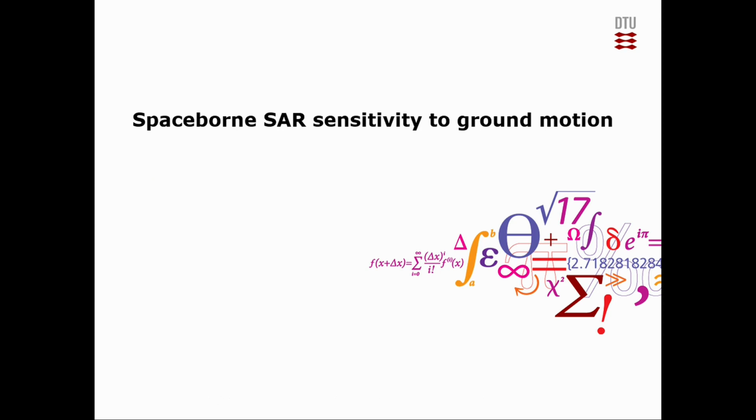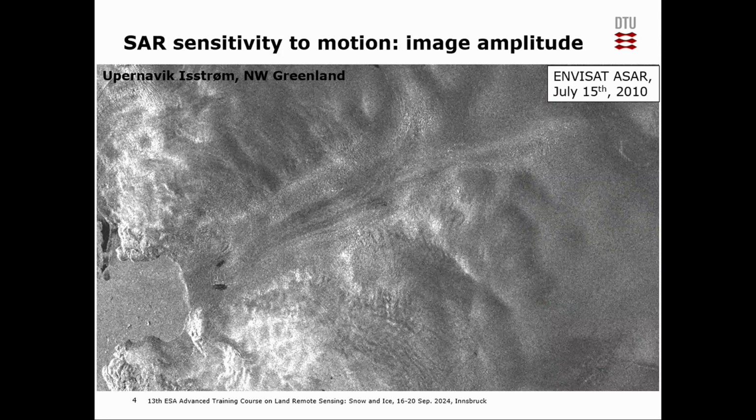Before we dive into these measurement techniques, I'm going to mention some general properties of spaceborne radar images which we can exploit for motion measurements, and we will exploit in these two techniques. One, of course, is the image amplitude. So if we look at this microwave picture of a system of glaciers in northwestern Greenland, the Upernavik Isstrøm, this is an image from a C-band sensor, so 5.5 centimeter wavelength, Envisat ASAR, European Space Agency sensor, from July 15th, 2010.